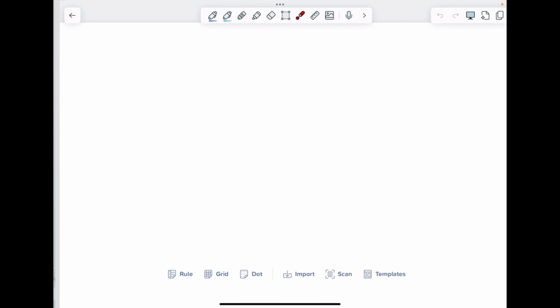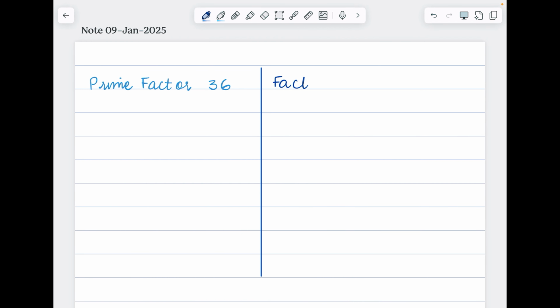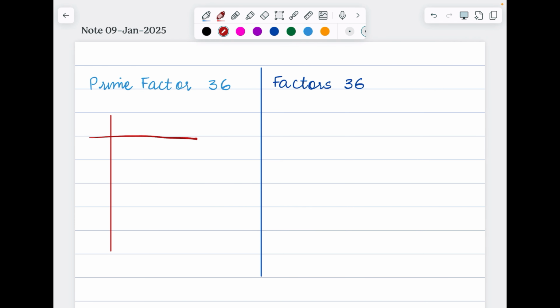Let's try to find the prime factors of 36 and the factors of 36. Let's have a look. First of all, when I want to find the prime factors of 36, it's very simple and easy. There's a trick. All you need to do is, this is 36. I need to figure out the smallest possible prime number. That's going to be, in this case, 2.